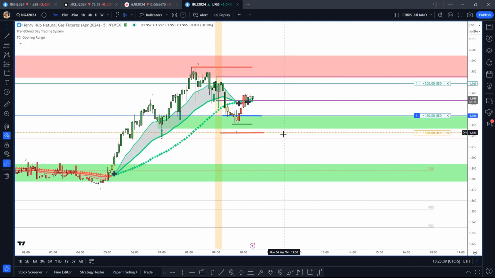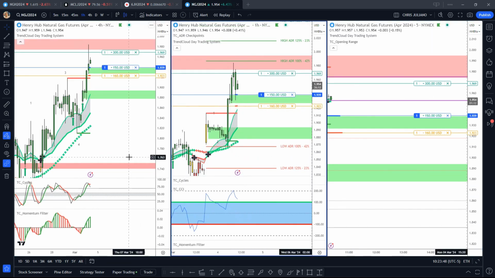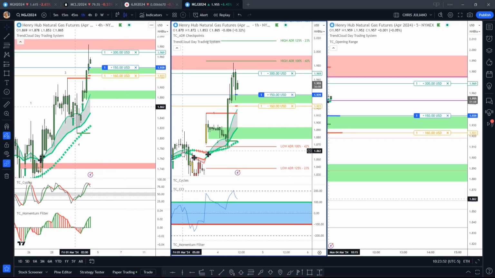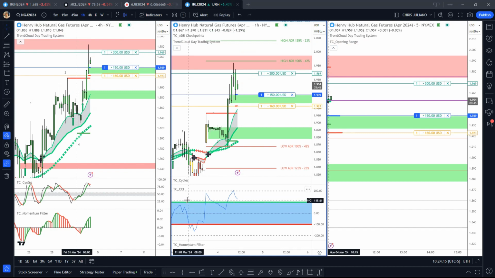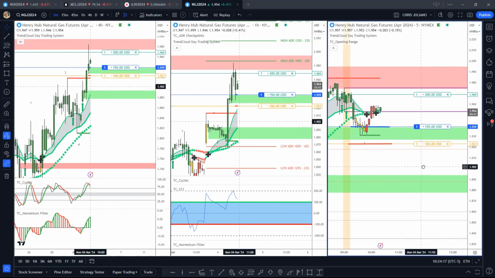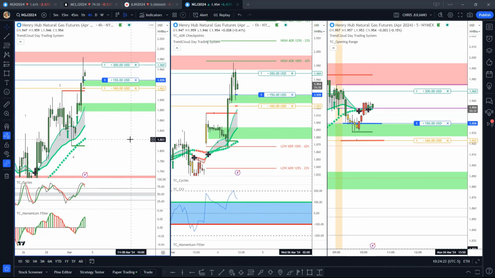Remember, it's not our job to figure out what's going to work, what's not going to work. Our job is to simply follow that trend cloud trade plan because we back tested it, we optimized it, and then for the month of February, we blew it out of the water. I mean, 24% in 2 weeks. Beautiful. So if you're just starting with us doing the Trend Cloud challenges, this is great practice.